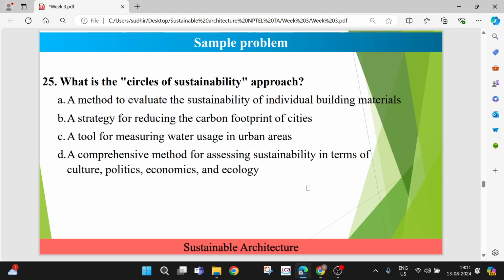Till now, all the answers you people have given, sir, it's D. A comprehensive method for assessing sustainability in terms of culture, politics, economics, and ecology. Yes, Payal is absolutely right. So for this, the correct answer is D. The circle of sustainability approach provides a comprehensive assessment of sustainability, integrating various dimensions such as culture, politics, economics, and ecology. Beyond the environmental factors, it also incorporates other dimensions.